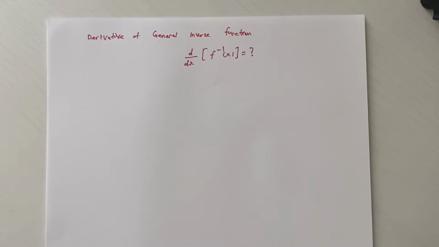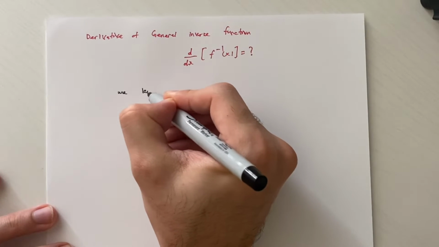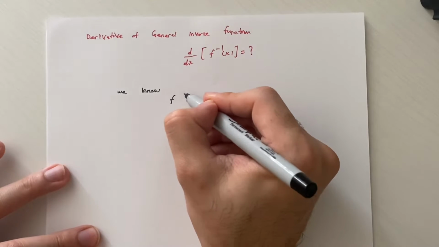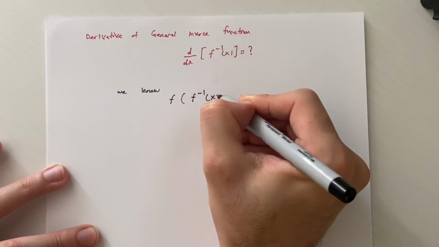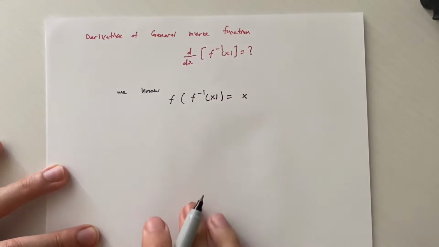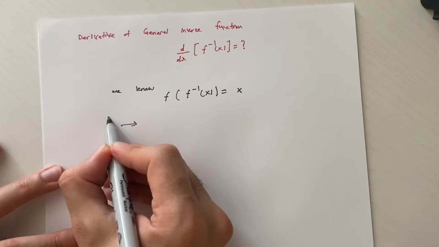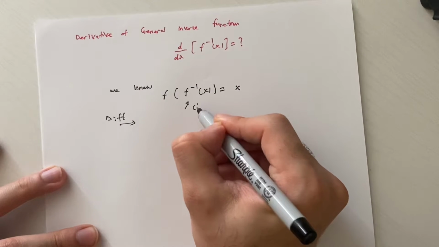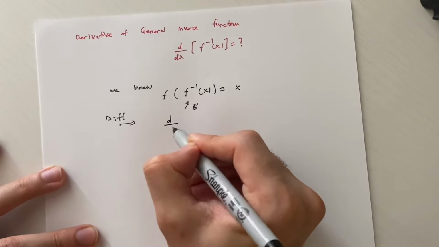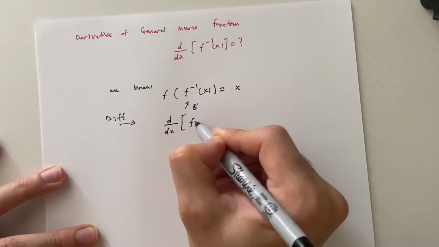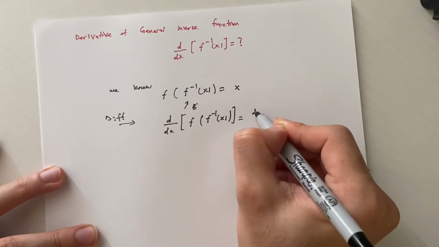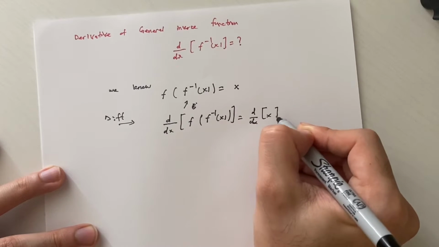Here what we want to do is find the derivative of the inverse function. So we have a function and then we have the inverse of the function. What we know is that if we take the function of the inverse function of x, that's going to be equal to x. Now if we differentiate both sides, on the left side we're going to apply the chain rule. That's what I'm doing in here, and then the right side will be dx of x.